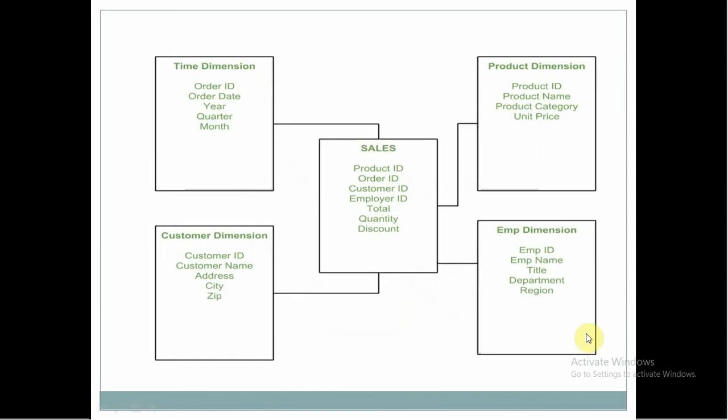In this scenario, the sales table contains only four columns with IDs from the dimension tables: time, item, branch and location.